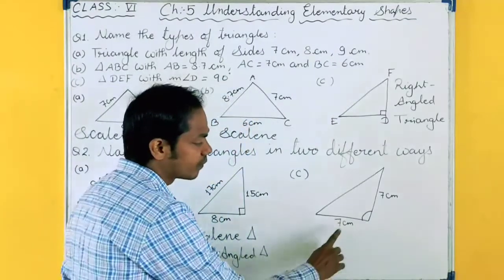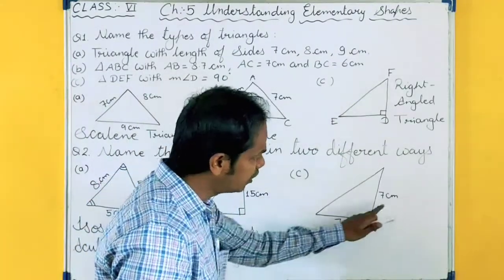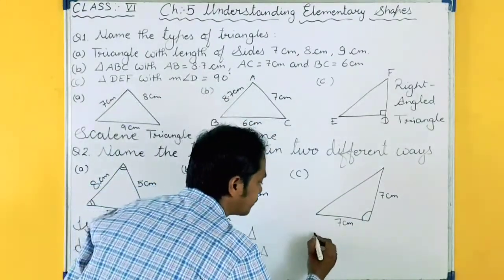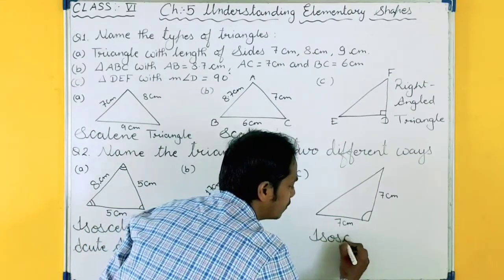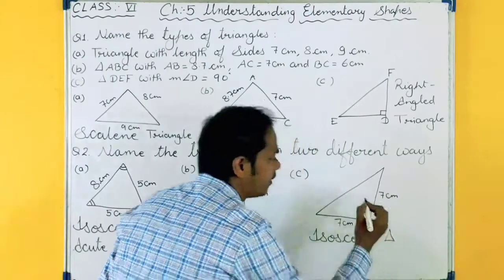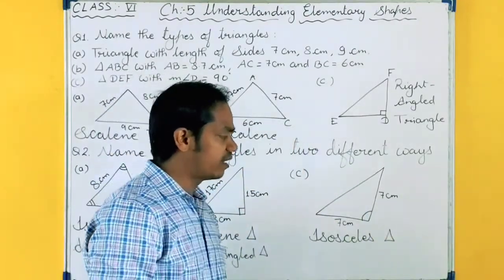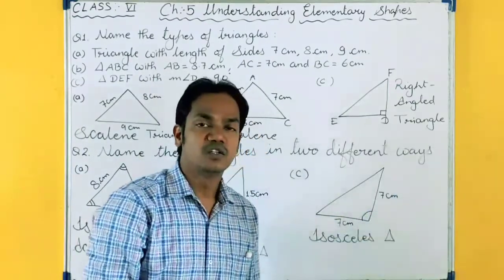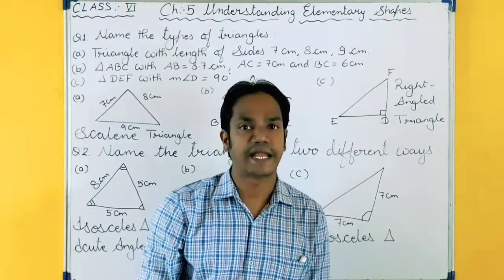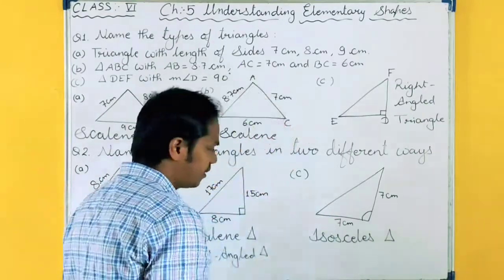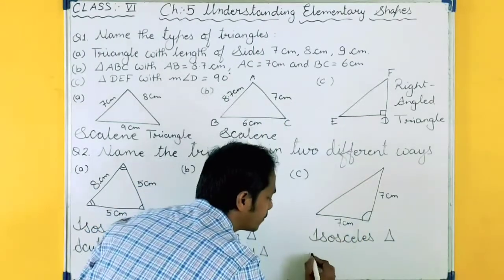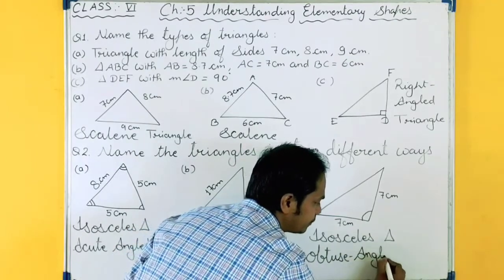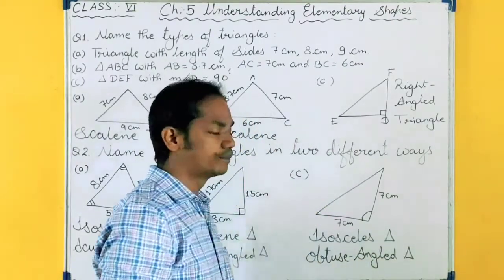Again here you can observe only two sides are given and both sides are equal. When two sides of a triangle are equal, it is called an isosceles triangle. And when you measure the angle, you can easily observe that this angle is more than 90 degree. An angle which measures more than 90 degree is called an obtuse angle. So this triangle will become an obtuse angled triangle. Okay, students.